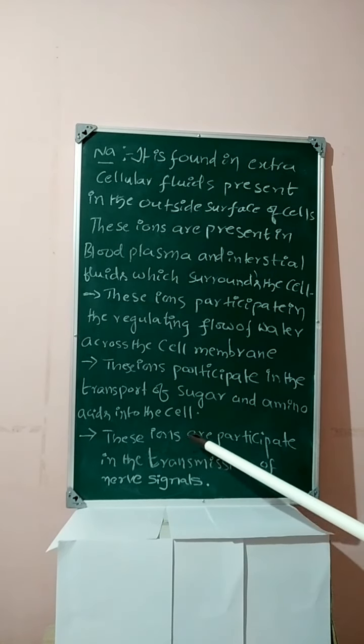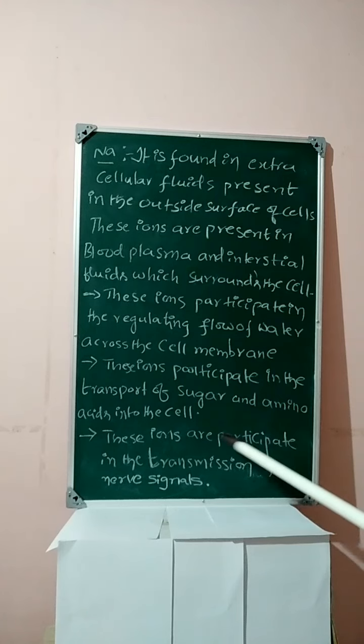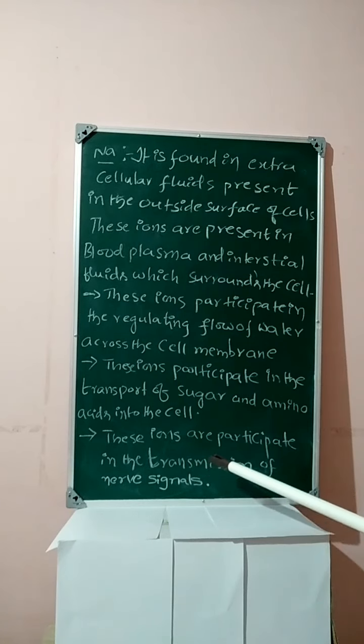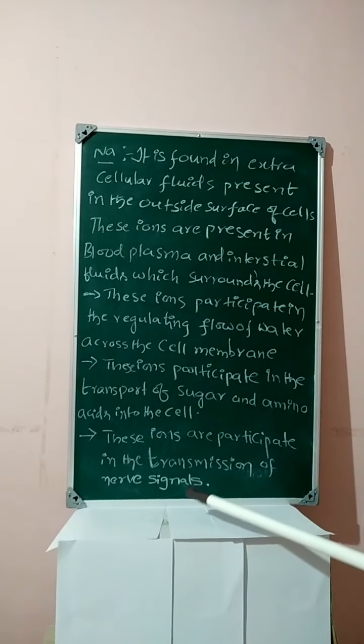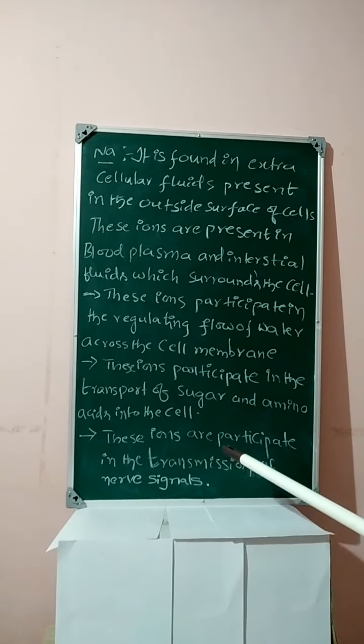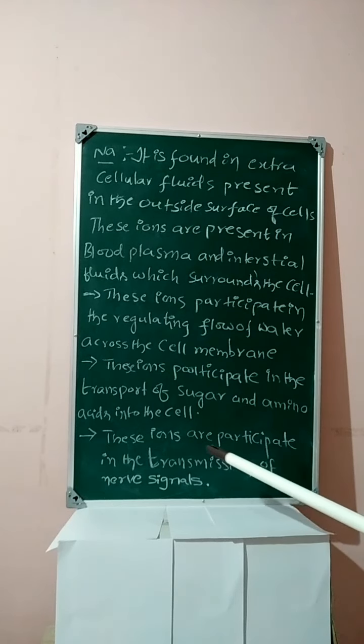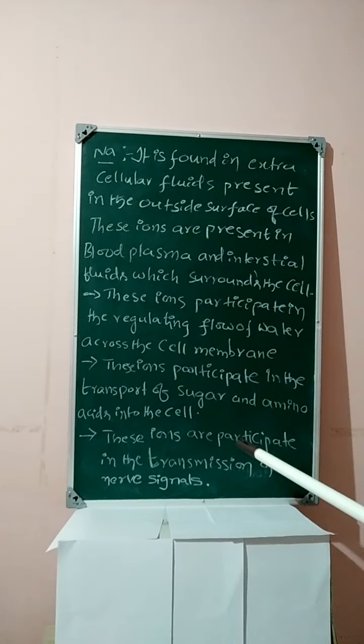These ions, that is sodium ions, participate in the transmission of the nerve signal. That is, information can be transported from one nerve to another nerve, which is known as a nerve signal. For example, if you touch any hard substance, immediately you bounce back your hand. Why? Because the brain will give a signal to immediately remove the hand. Why? Because that is so hot.